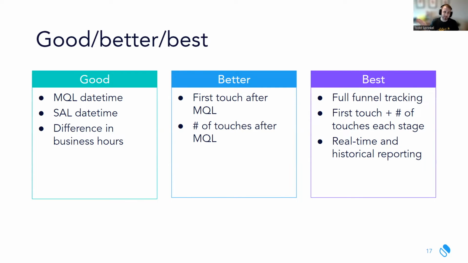Once you've got that, you may evolve onto stamping that first touch. How quickly are we logging that first touch? How many touches are we logging after the MQL? What kinds of touches? And it's even better if you can pair that with full funnel tracking in terms of all the different stages they're going through, how many touches and how quickly you're having the first touch for each stage, getting both that real time and historical reporting. Because if it's just historical, it's hard to change our behavior in the now.